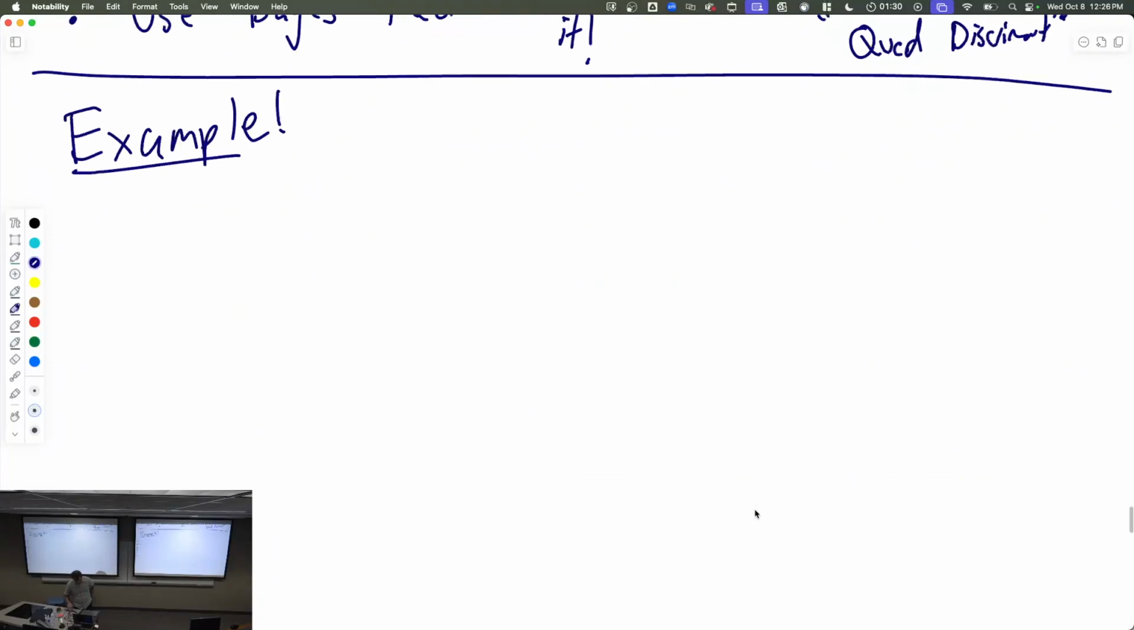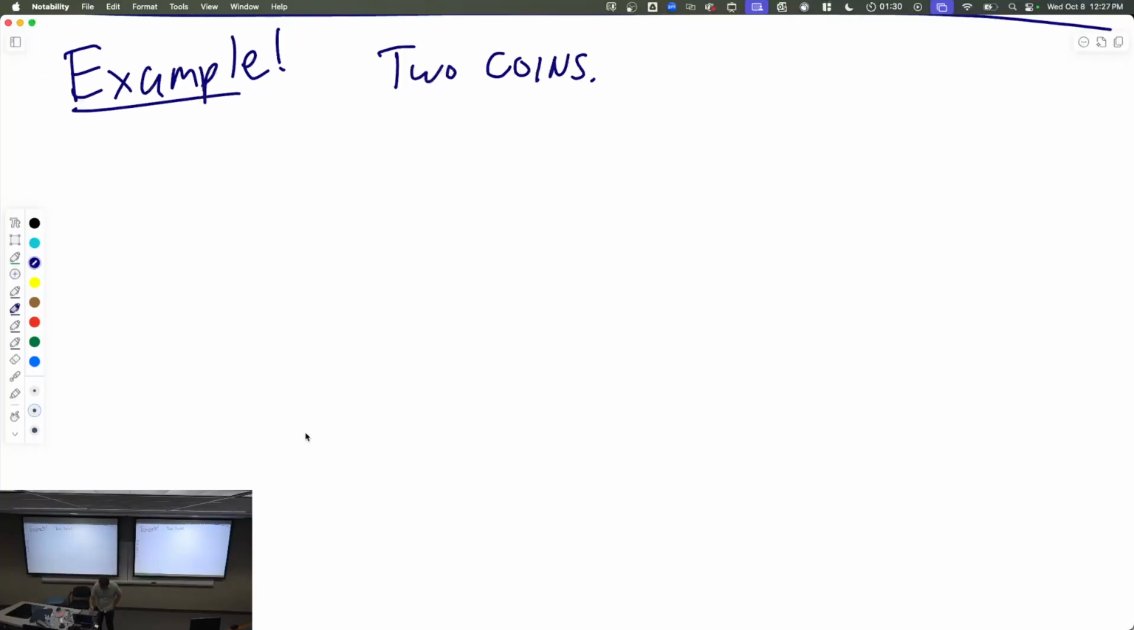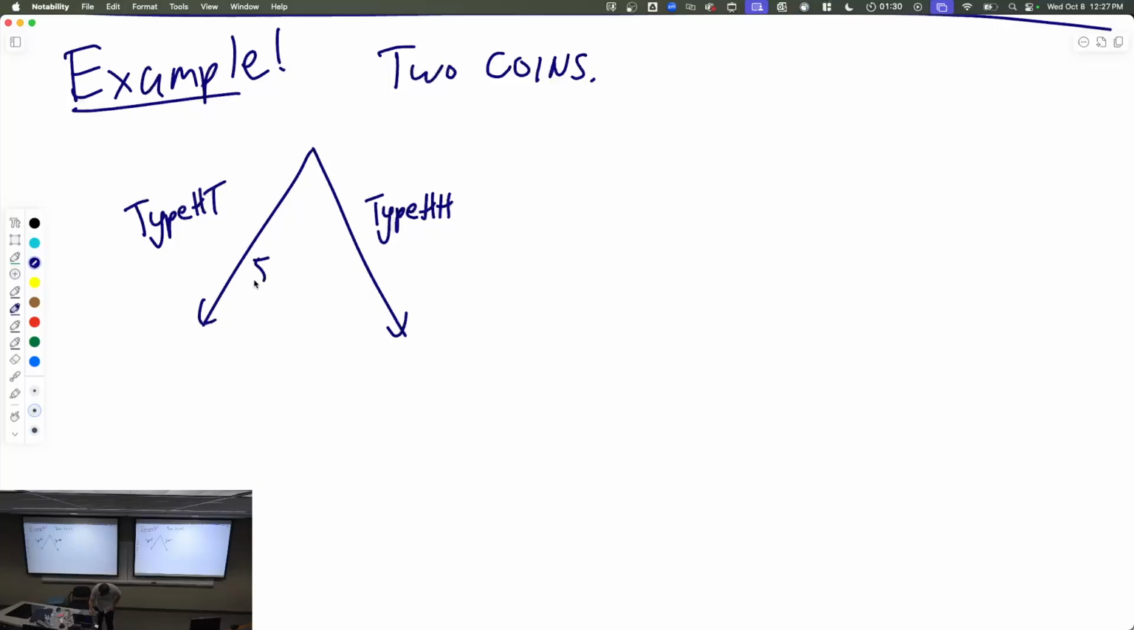Okay, so 2 coins. The way I organize this is I think of a probability tree. I'm going to draw a little tree here. And there's 2 things that can happen. Either you pick the type heads tails coin, or you pick the type heads heads coin. And this is indeed 50%, 50%. So this is the start.